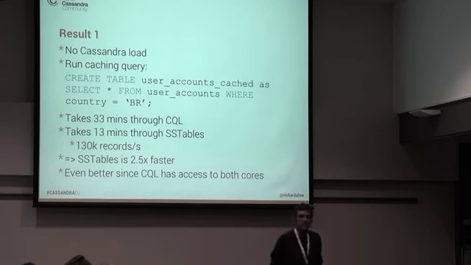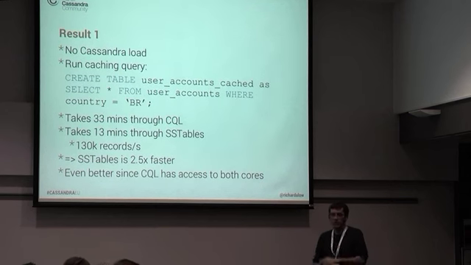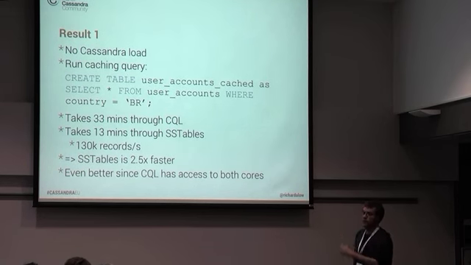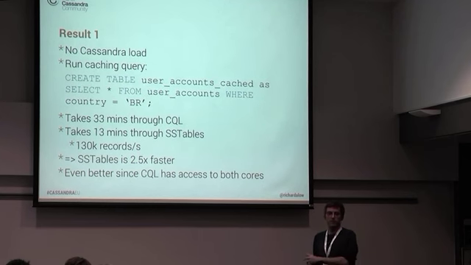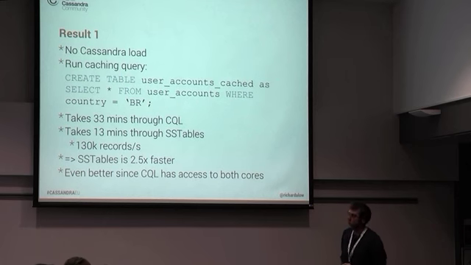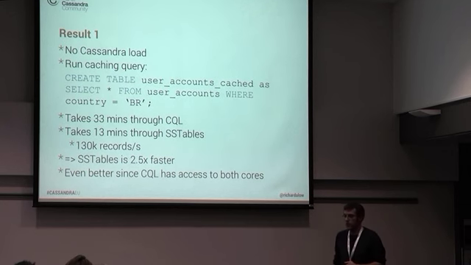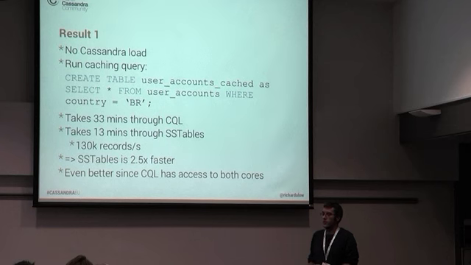Okay, so let's look at the first test I ran. This is Cassandra idle. Cassandra's not doing anything at all, just a baseline. And the query I'm actually going to measure is this caching query, the one I said before. Read through all the data, filter out only the ones from Brazil, and store it in memory. This took 33 minutes through the CQL storage handler and 13 minutes through the SSTable storage handler, which equates to about 130,000 records a second. So this is about 2.5 times faster.